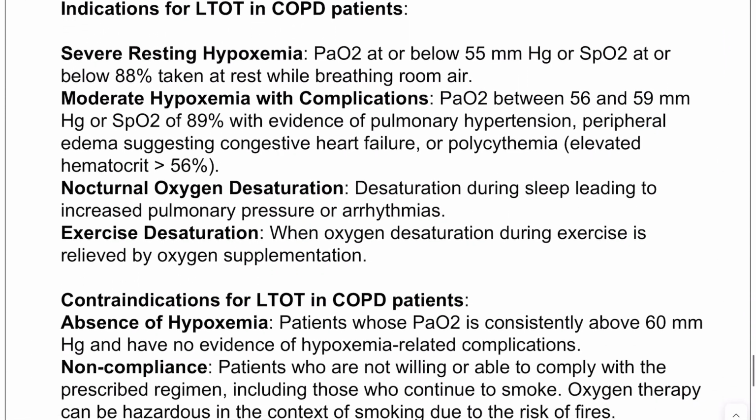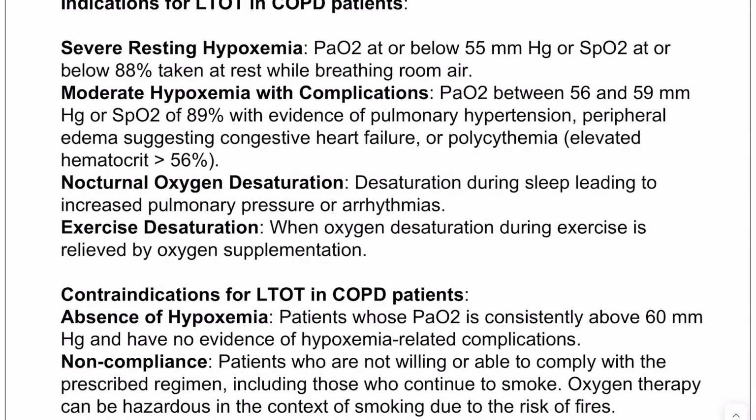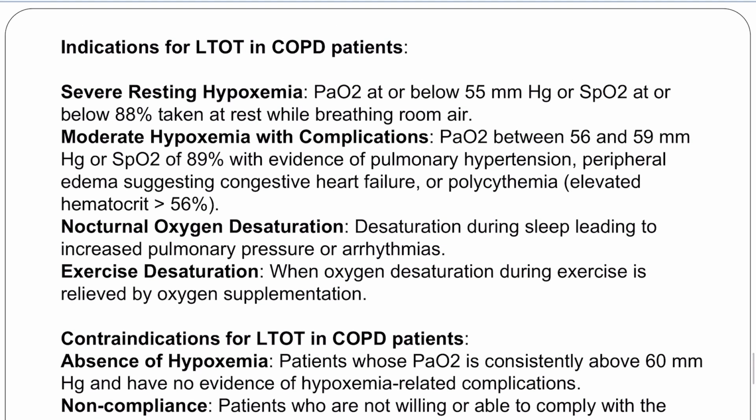So sometimes the examiner may ask you about the indications for long-term oxygen therapy in patients. So you must be aware of this. This is a very common question. So what are the indications for long-term oxygen therapy in COPD patients? If the patient has severe resting hypoxemia, or partial pressure of oxygen at or below 55 mmHg or SpO2 at or below 88% taken at rest while breathing room air. So if the patient has this, then you start thinking about long-term oxygen therapy and evaluate the patient further.